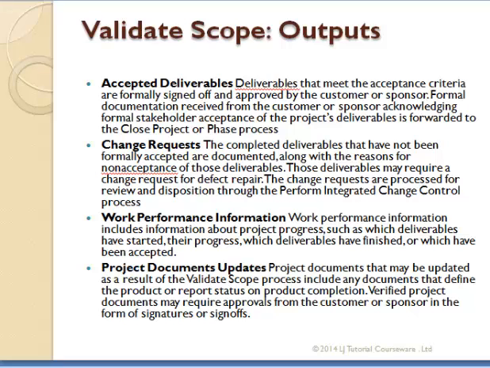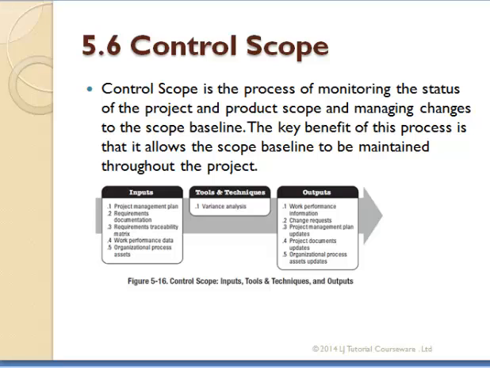Project document updates have to do with any project document that can be updated in the course of the project. Now, the last one is control scope. Control scope is the process of monitoring the status of your project and managing changes to the scope baseline.